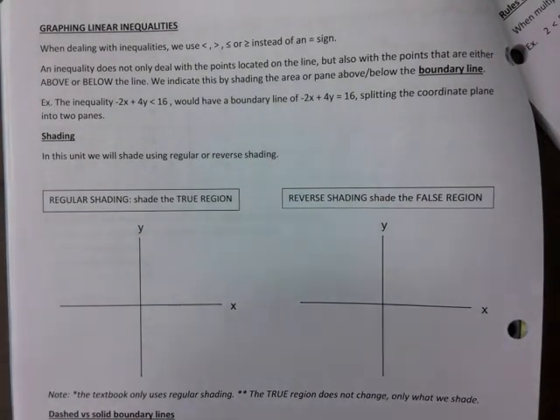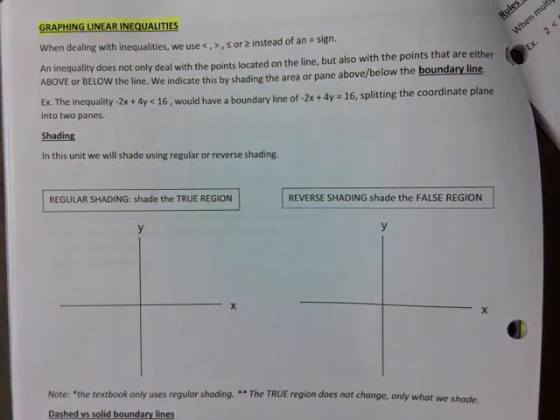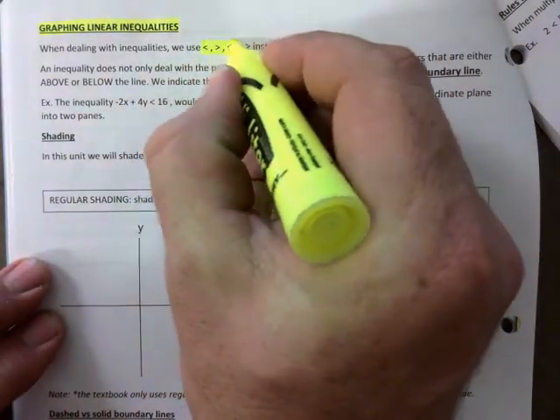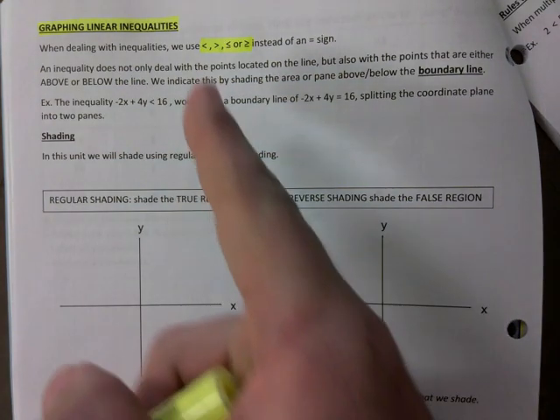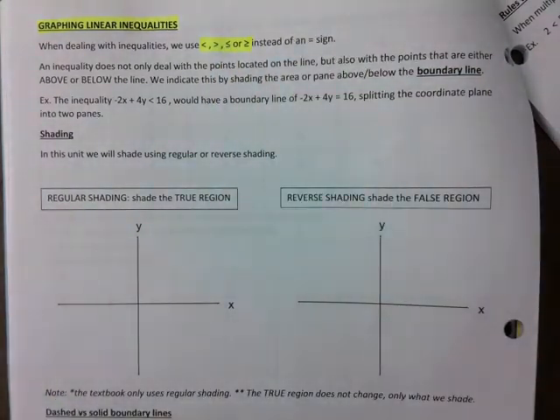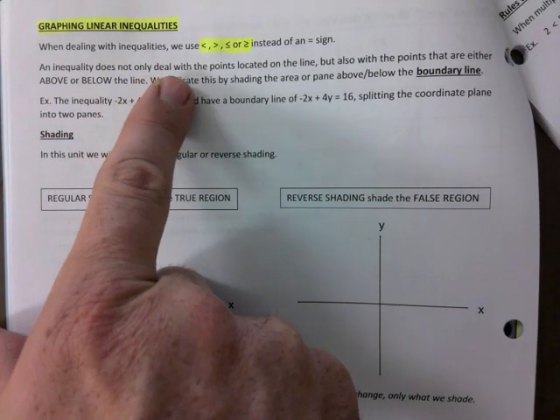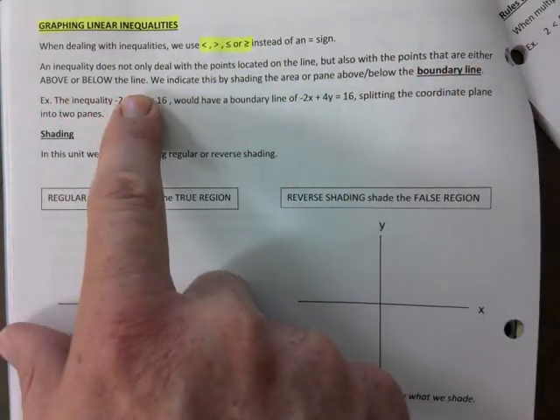All right, graphing inequalities. When dealing with inequalities, we use less than, greater than, less than or equal to, greater than or equal to, instead of the equal sign. So we no longer deal with the lines themselves. We deal with the area either above or below the actual line. And inequality does not only deal with the points located on the line, but also with the points that are either above or below the lines. Okay.